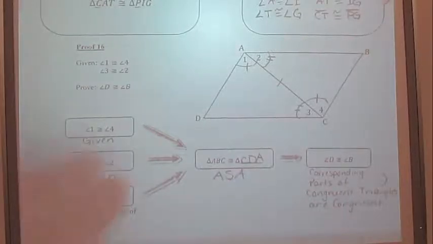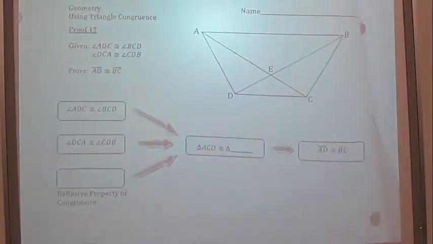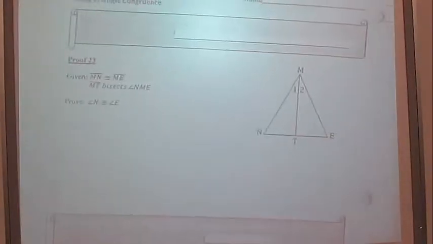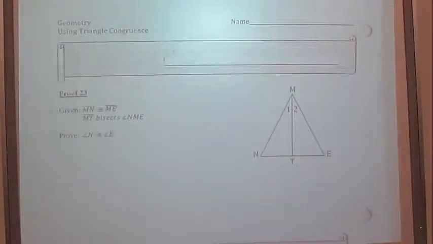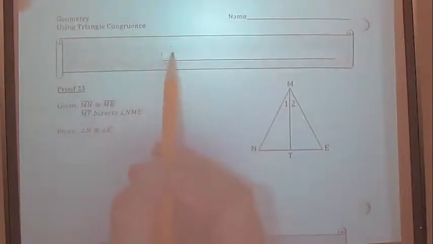Okay? So now you're going to go ahead and you're going to try proof number 17 on your own. Okay? Then after you've done that, or before, either one, you're going to come over here to the definition of an isosceles triangle. And again, I'm sorry that it's really hard to see, but that's why we're going to go over it together. All right, so this is definition of an isosceles triangle.